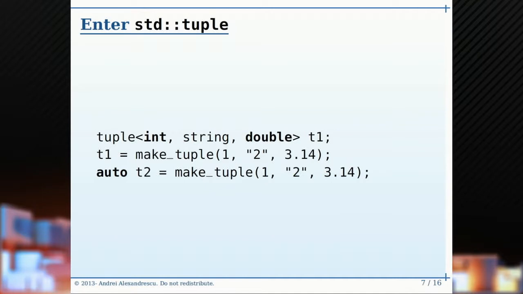And you can also create a tuple from scratch with auto, and that's even nicer because you don't need to specify its type. However, do notice that T1 and T2 have distinct types. They don't have the same type.